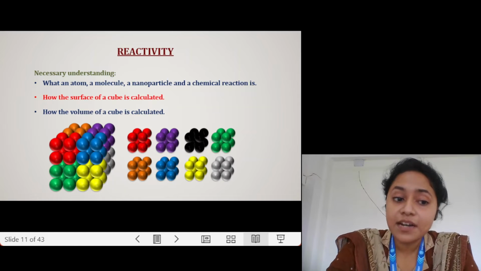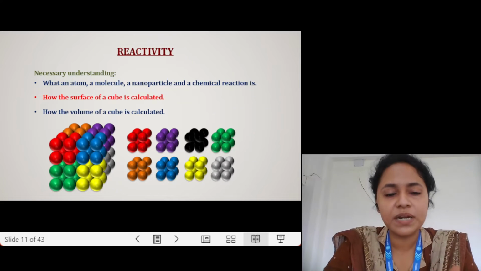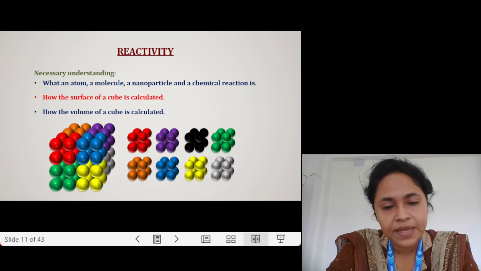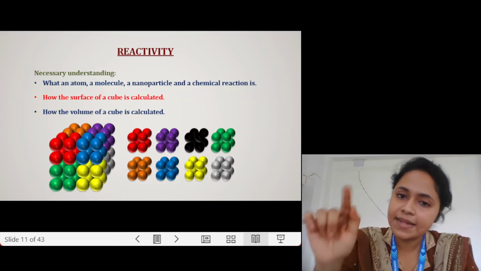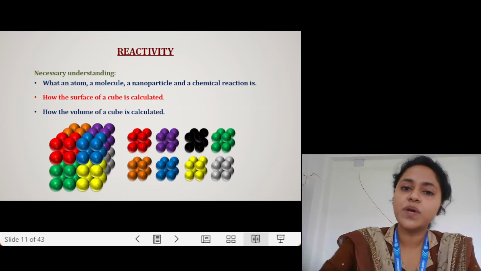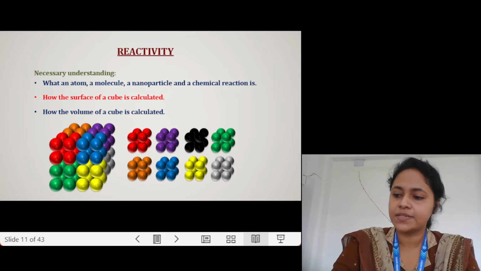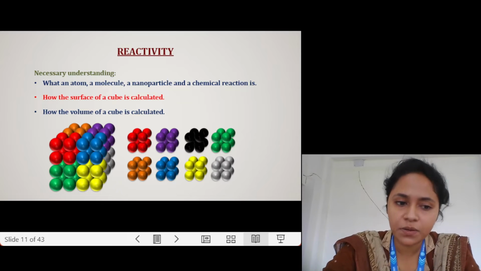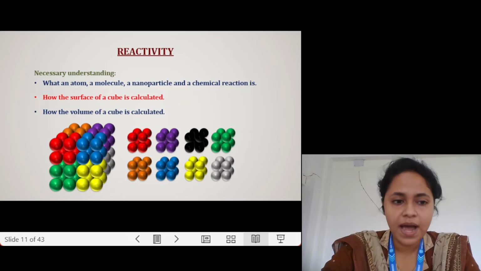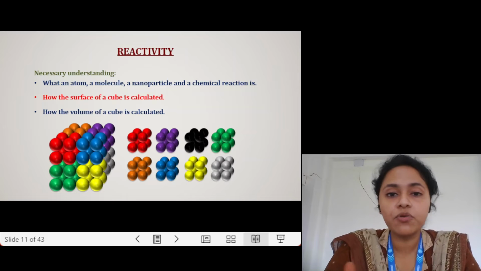Next, if you consider the surface area, what is the surface area of this particular cube having a side length of 2a? That is 6 into side length square. So that will be your 24a square, right? So the volume of this particular cube is 8a cube and its surface area is 24a square.